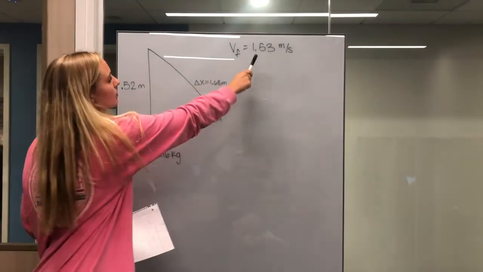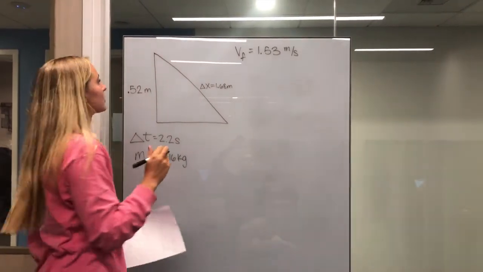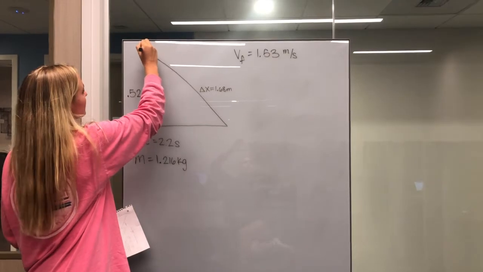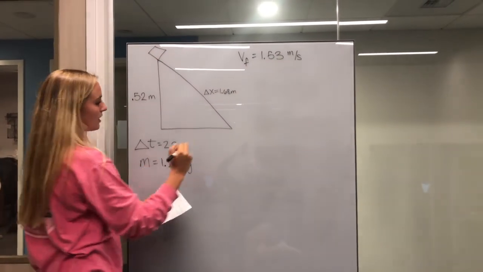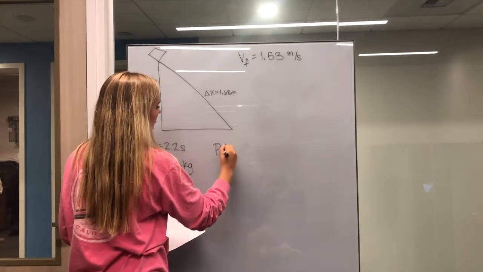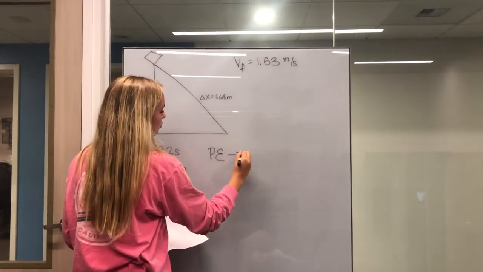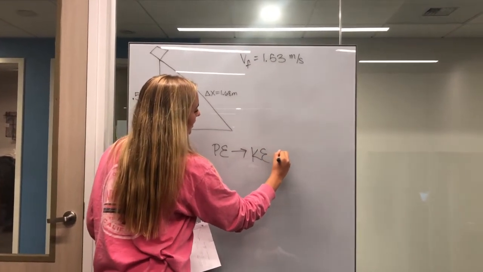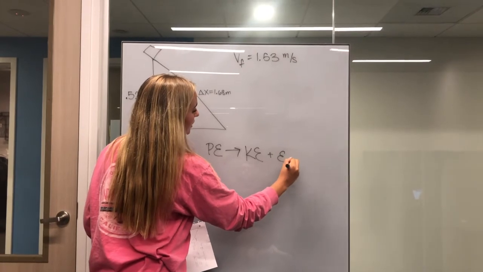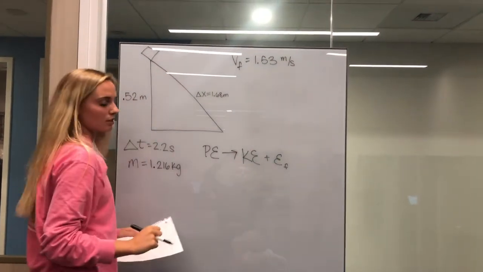So now that we know our final velocity, we're going to try and find the energy lost to friction. So we know our textbook starts up here. So we're going to say that it has potential energy at the top, and only potential energy when time equals 0. And we're going to say that it's transferred to kinetic energy as well as energy friction, because it gives some off because of the surface.